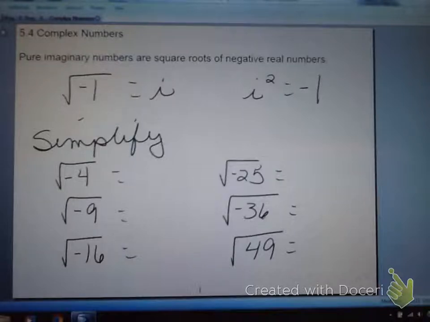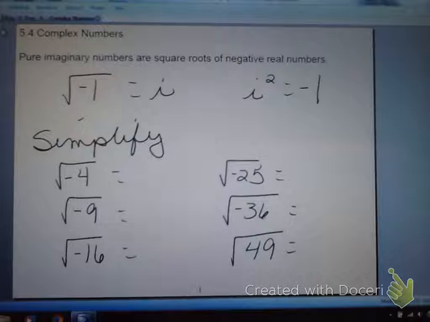Section 5.4 is complex numbers. Imaginary numbers are complex numbers. When you have a negative inside of a square root, you can turn that into an imaginary number. So anytime you see square root of -1, you can replace it with I. And anytime you see I squared, you can replace it with -1.